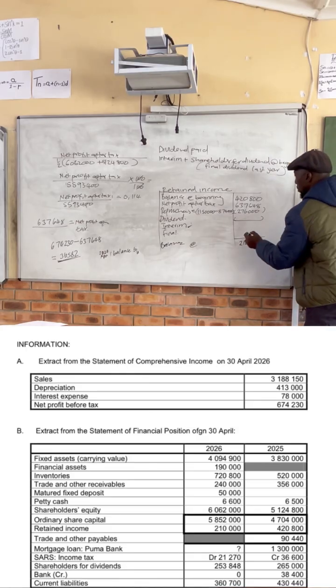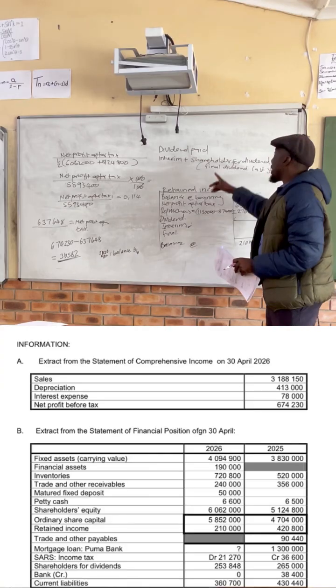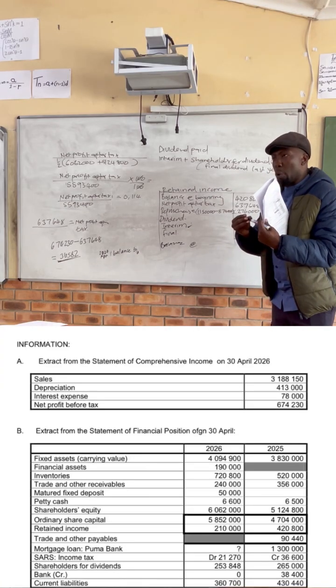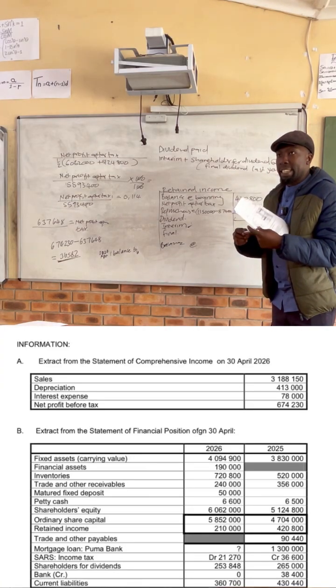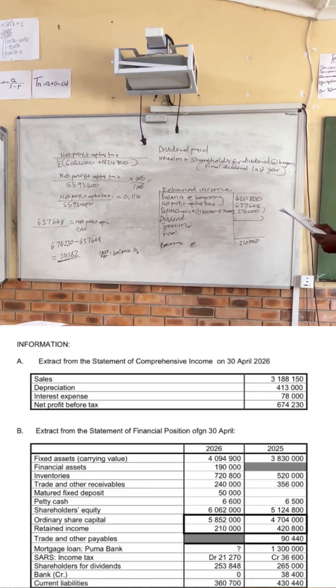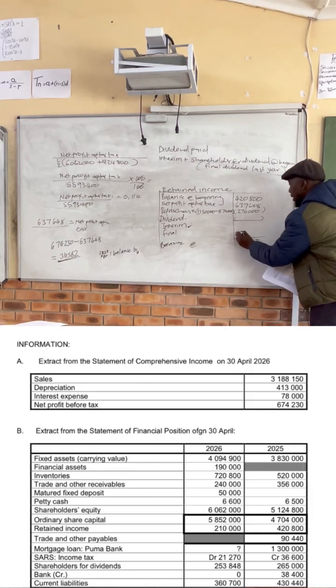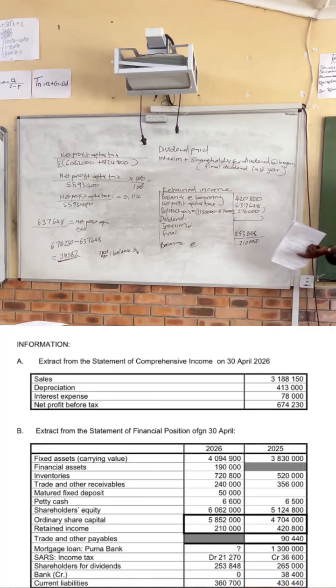Okay. Now, our final dividend, guys, as I've already said, it's also known as shareholders for dividend at the end. That is our final dividend. Now, let's check. Do we have shareholders for dividend at the end? Yes. AKA, we do have. How much is it? 253,848. That is our final dividend.